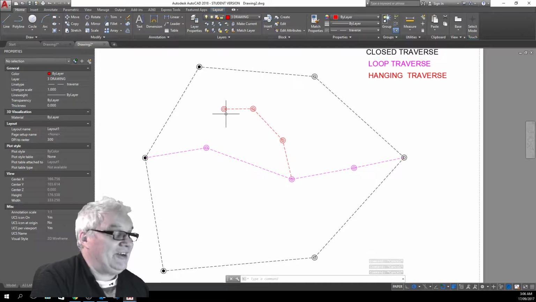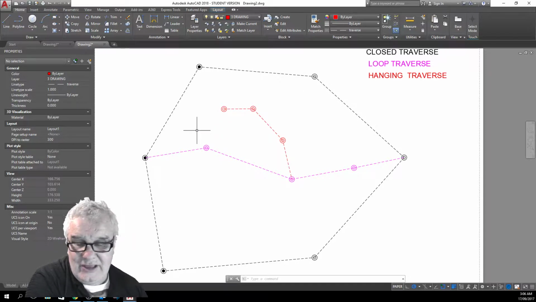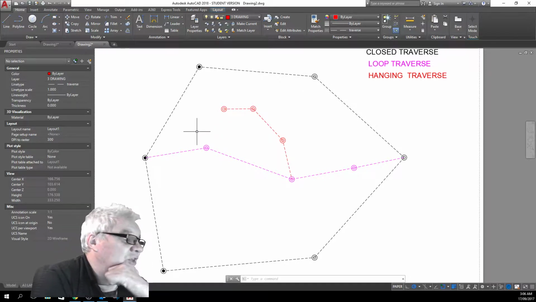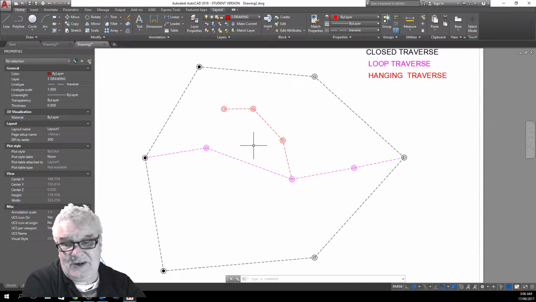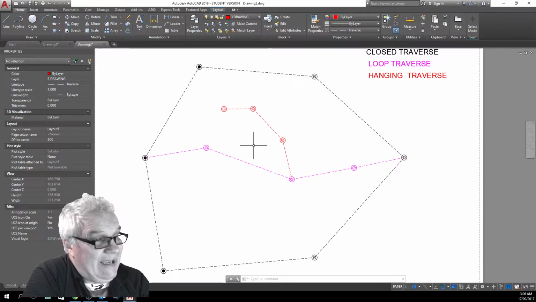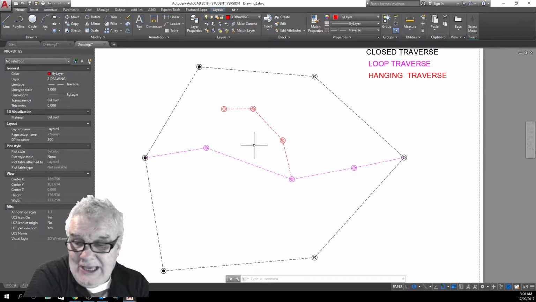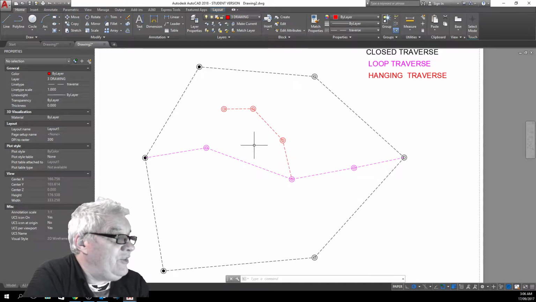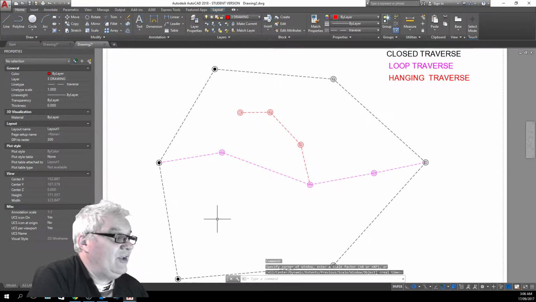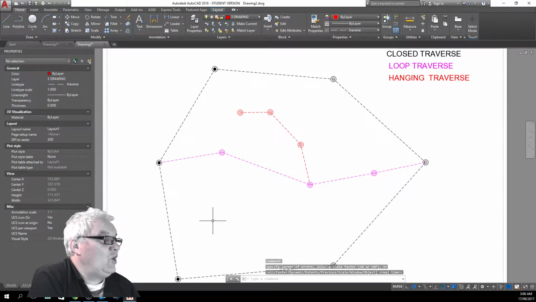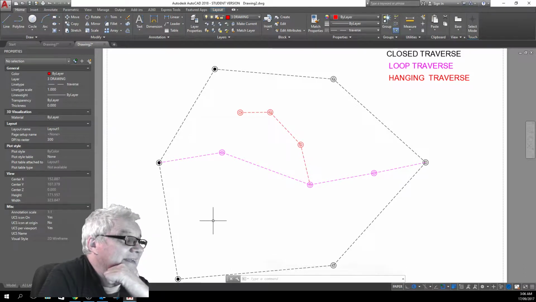Although, of course, what you can do is get the GPS out, as I did with the other one, and close it off onto one of these other marks, or two of these other marks, or whatever have you. So there are options around these days, but in the olden times it wasn't quite the case. Depending on the accuracy that you needed, a hanging traverse might be okay. So that's essentially the three types of traverse: the closed, the loop, and the hanging.